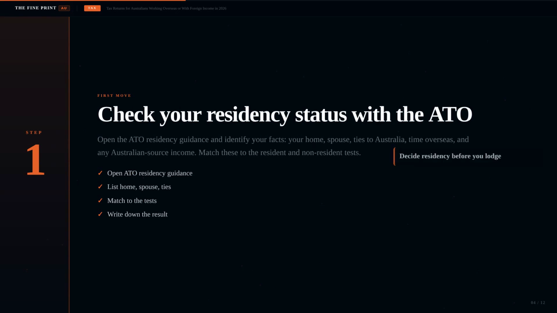Step 1 is to nail down your residency because everything else depends on it. Go to the ATO residency guidance and write down your facts honestly. Do you still have a home here? A spouse? Ongoing ties? How long have you been overseas? And do you earn any Australian source income? Match those facts to the resident and non-resident tests. According to Country Tax Calc and Expatica, getting the right category means resident equals worldwide income and non-resident means mainly Australian source income. Write the result down before you lodge anything.